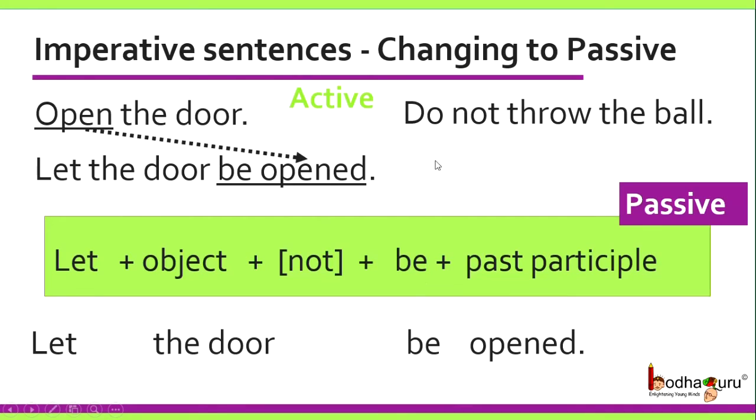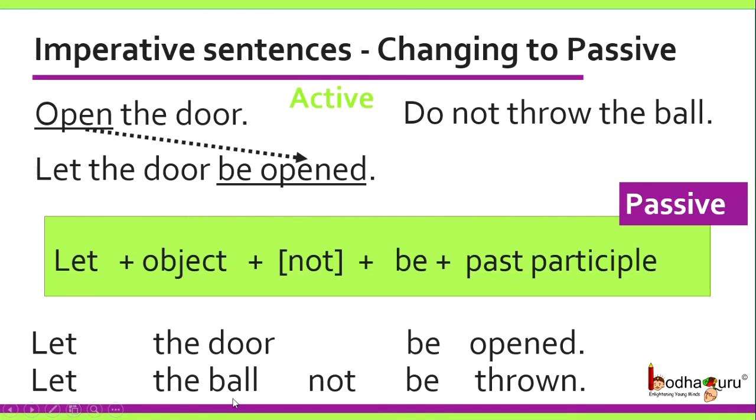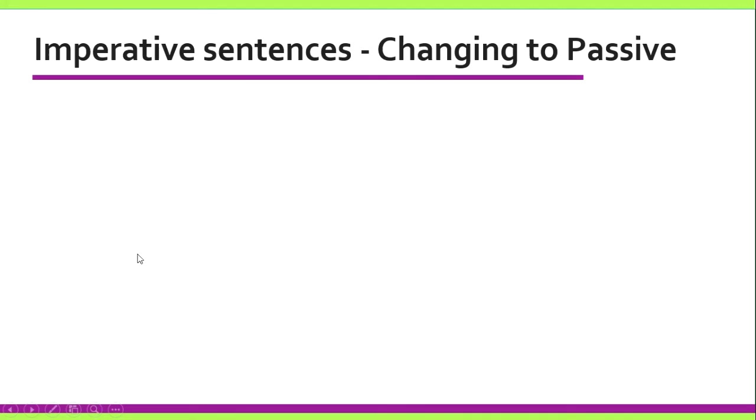Another sentence, do not throw the ball. How does it get changed to passive voice? It becomes let the ball not be thrown. Now there is another way of changing the imperative sentences from active to passive voice. Let us see.